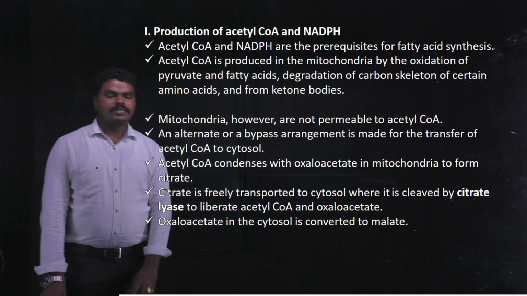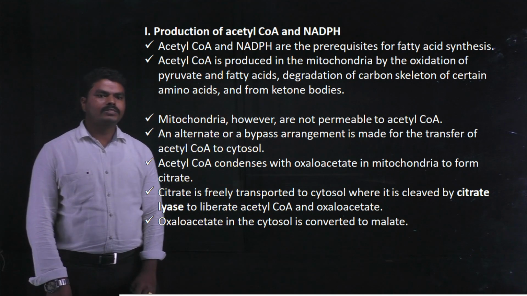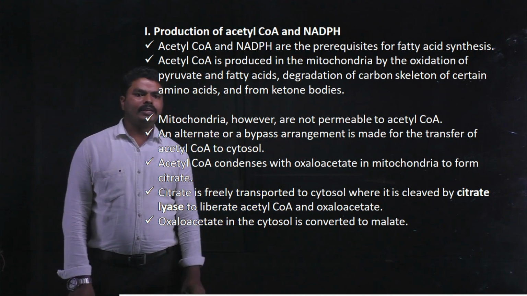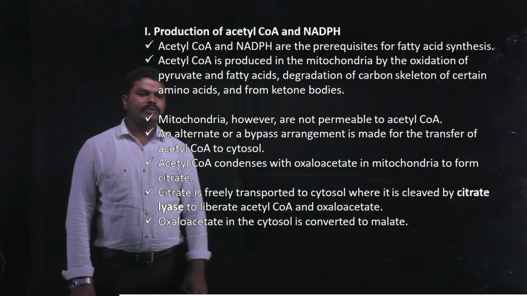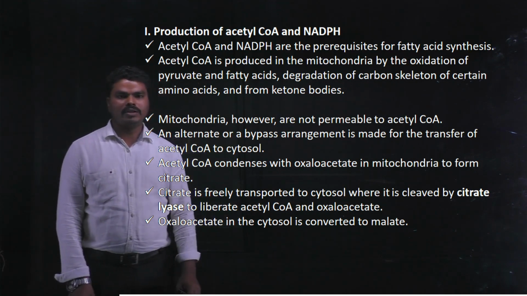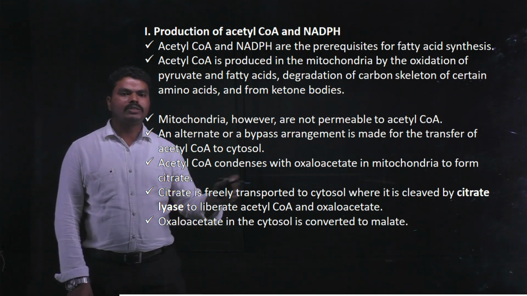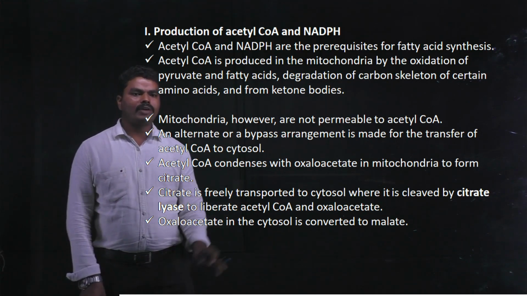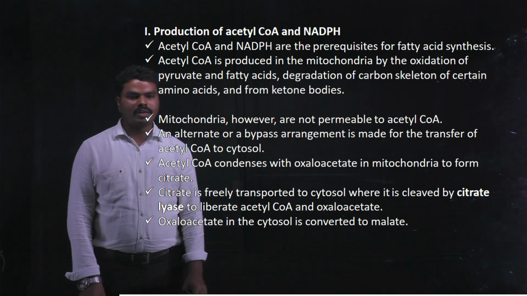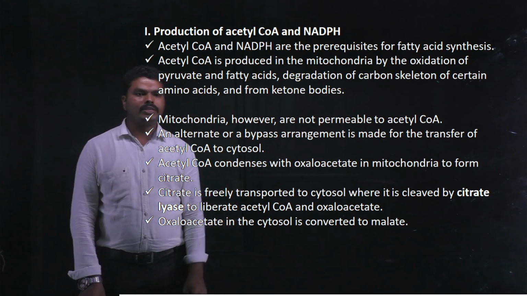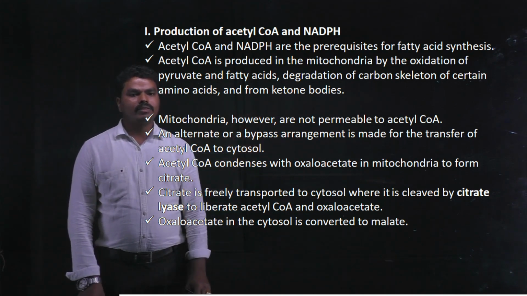The first step of the biosynthesis of fatty acid is the production of acetyl-CoA and NADPH. The acetyl-CoA and NADPH are prerequisites of fatty acid synthesis. We already know that acetyl-CoA is produced in the mitochondria by the oxidation of pyruvate and fatty acids, or degradation of the carbon skeleton of certain amino acids, and from the ketone bodies. So these are the sources of acetyl-CoA.